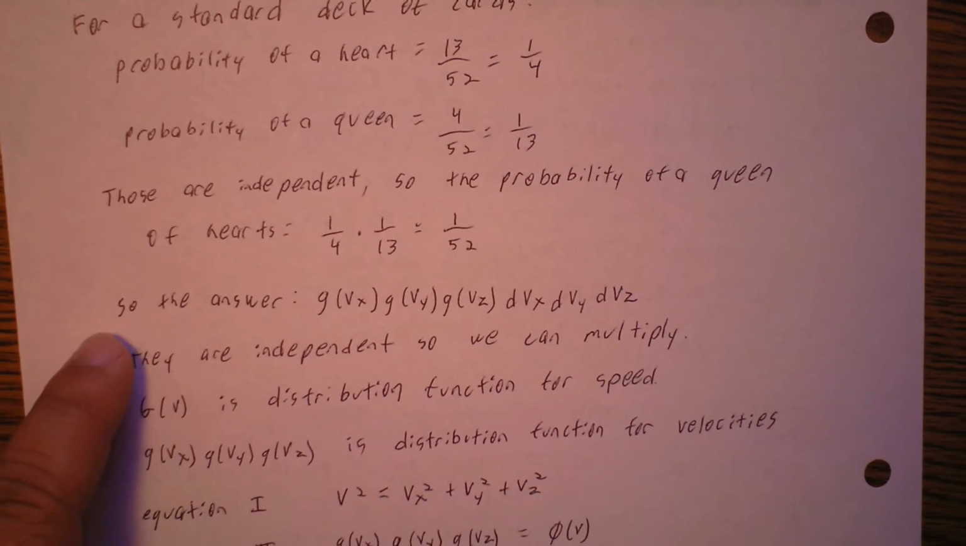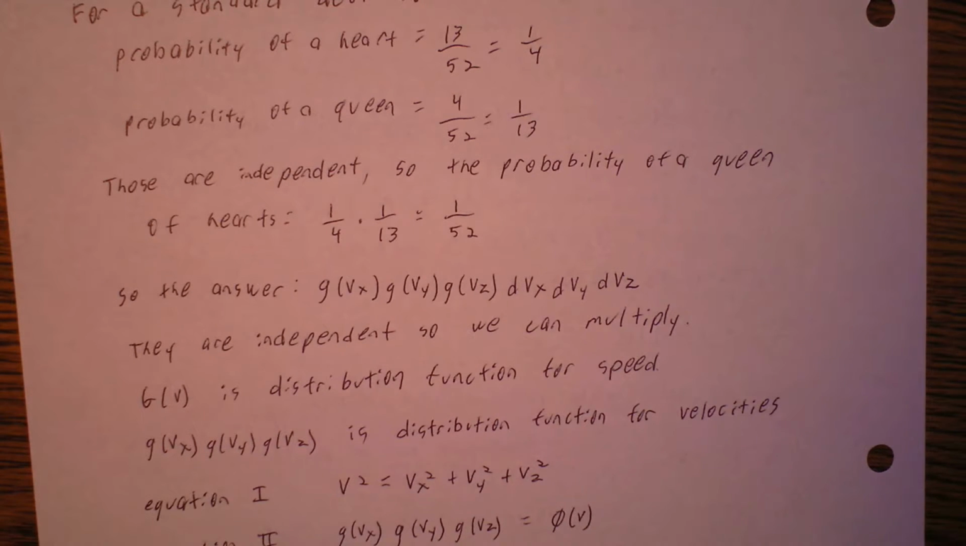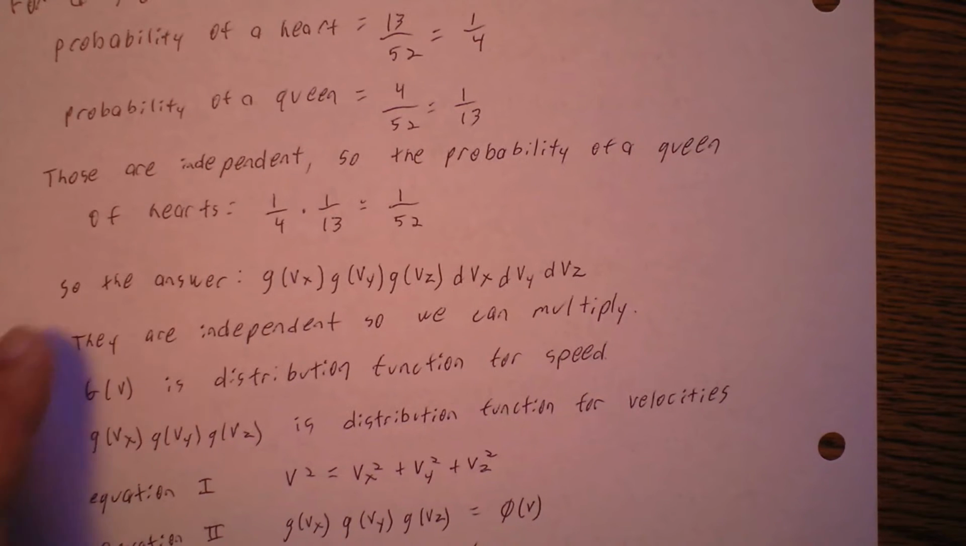So the answer to our previous question is just to multiply. You get g of vx times g of vy times g of vz times dvx times dvy times dvz. Since these are completely independent of each other, we can simply multiply them.